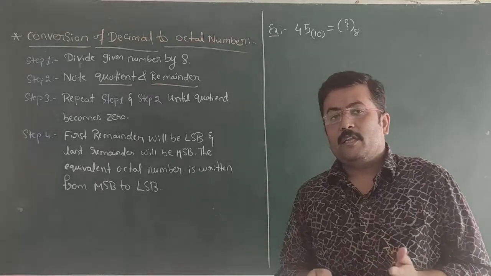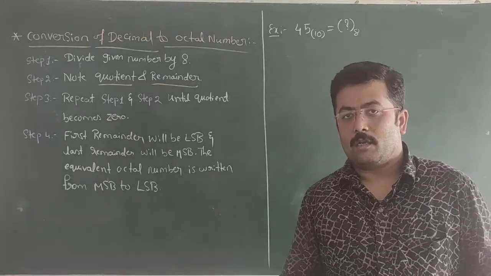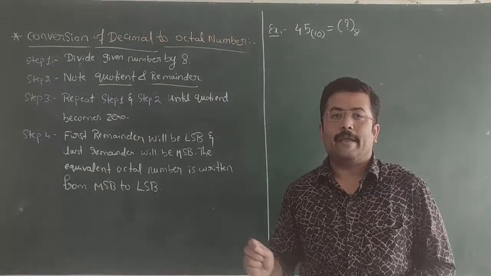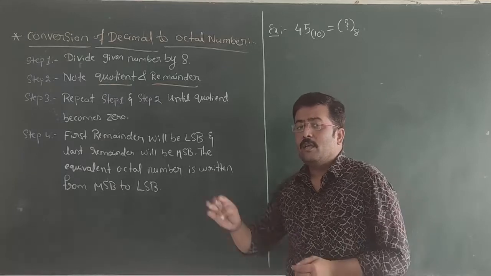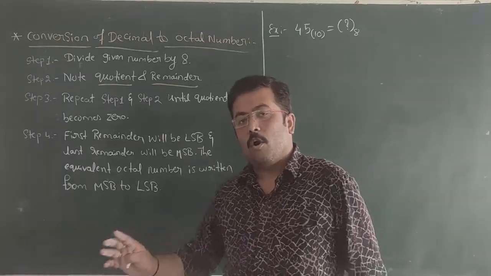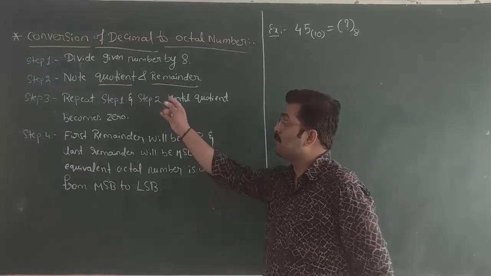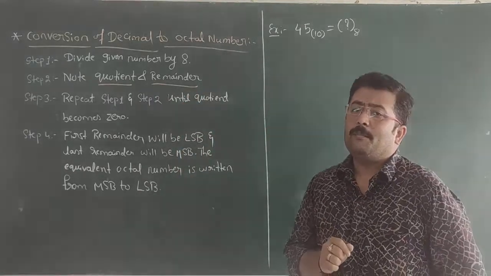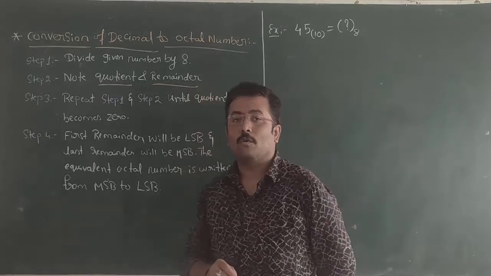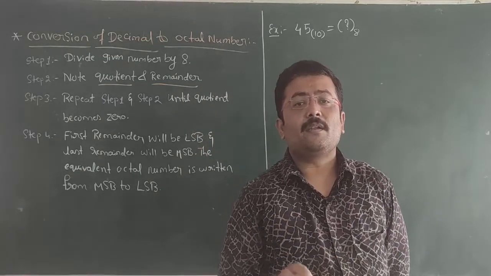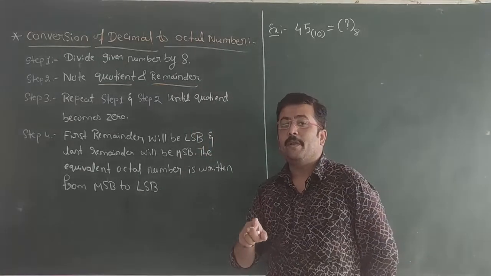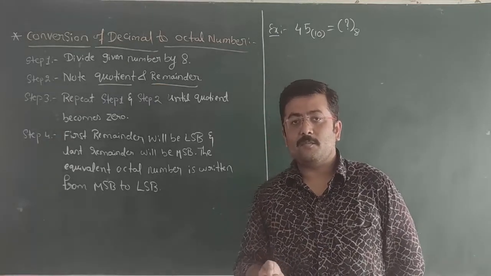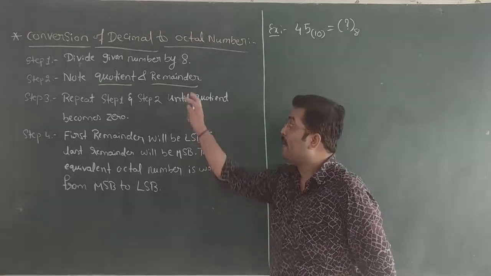So I am converting the given decimal number to octal. The octal number system consists of 8 digits, that is 0 to 7. To convert the decimal number system to octal number system, there are some steps. The first step is to divide the given number by 8. The given number is the decimal number, and it should be divided by 8 because I am converting it to octal number system.